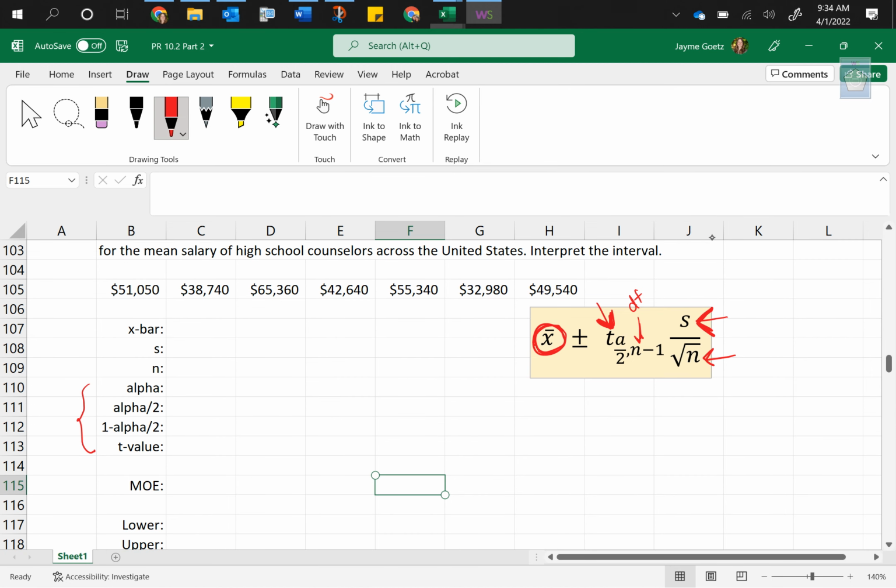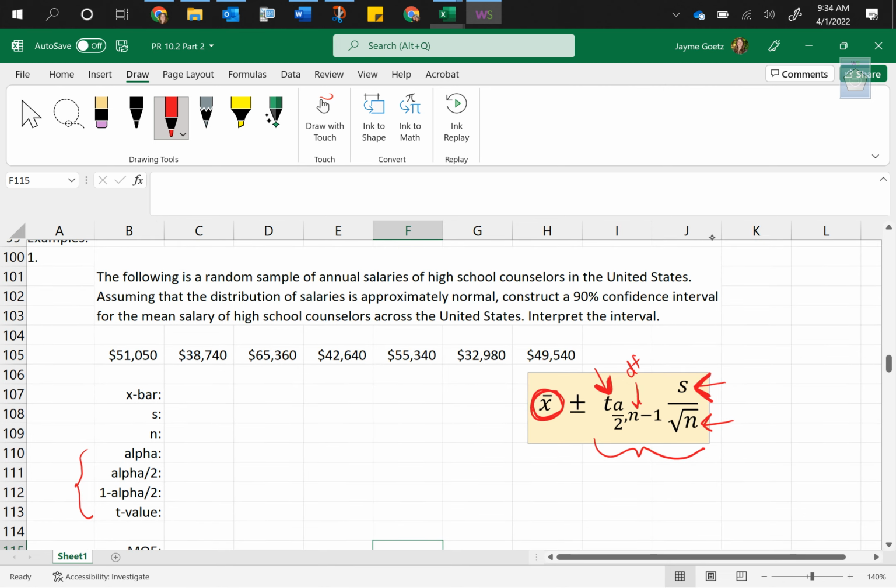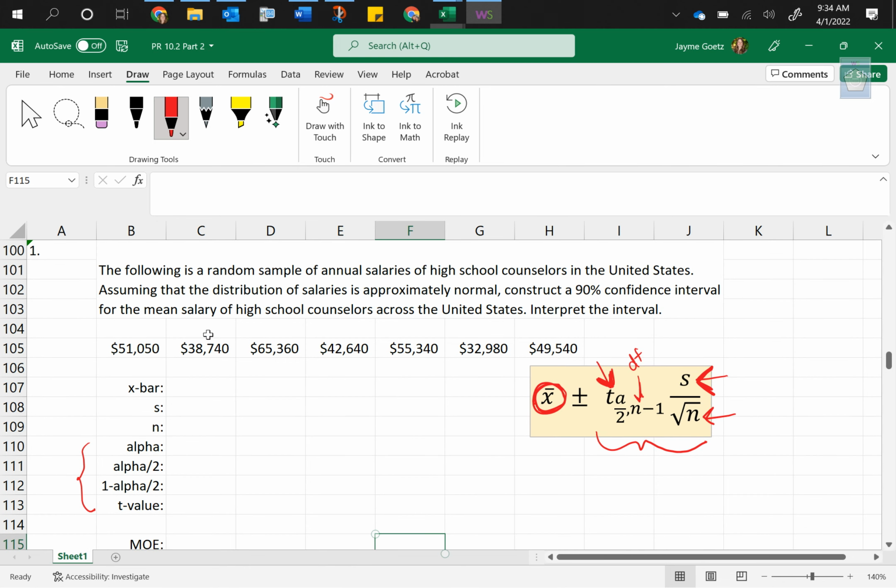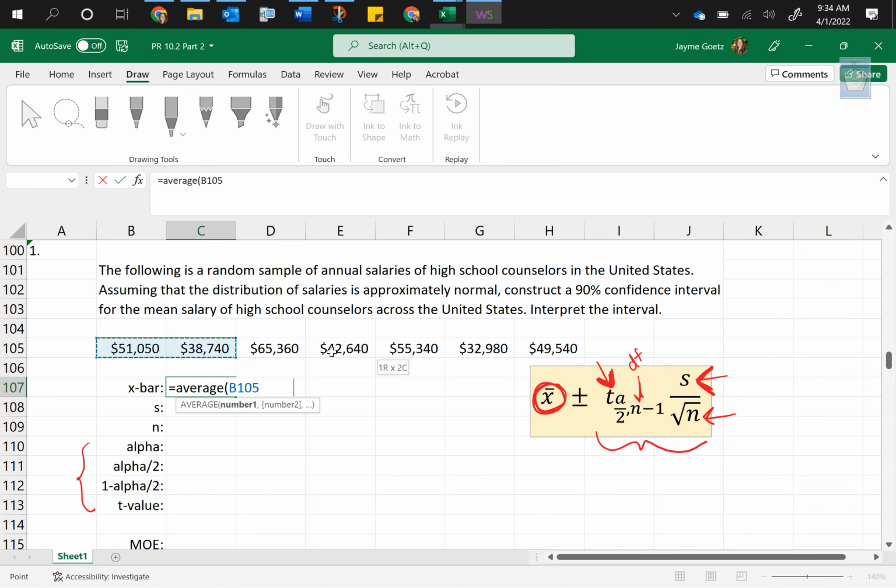Then I remember that this is called the margin of error. So after I find each of those individual values, I put a spot to actually find my margin of error. That's where that list of information comes from. So let's figure it out. How am I going to find my x bar from this problem? Yeah, we're actually going to have to find the average of all of those. So let's type in equals average of, and we're going to have to select all of those salaries.